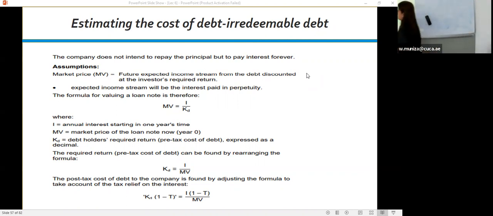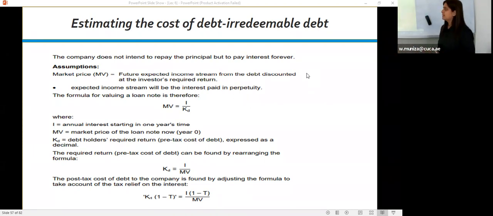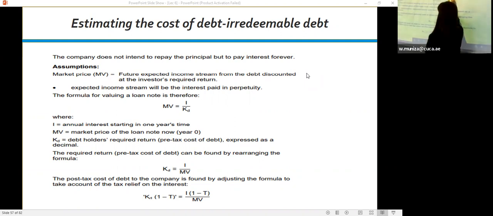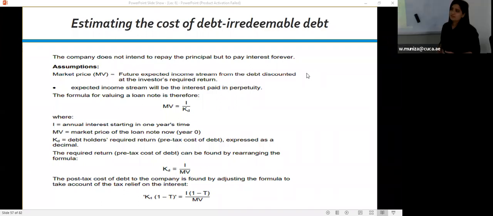So in order to calculate the market value, students, the formula is equal to I over KD. I is the interest divided by KD. Got it? So this one is market value. Market value is equal to I over KD. Is this pre-tax or post-tax? Pre-tax. And this one is the required rate of return, students. Got it? This one is the required rate of return, not the cost of debt.